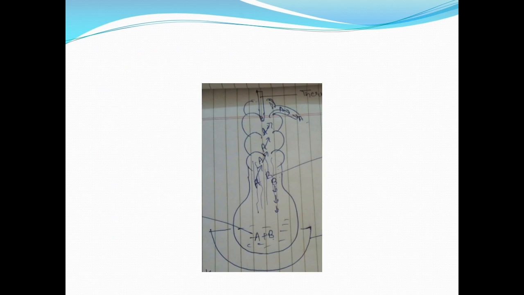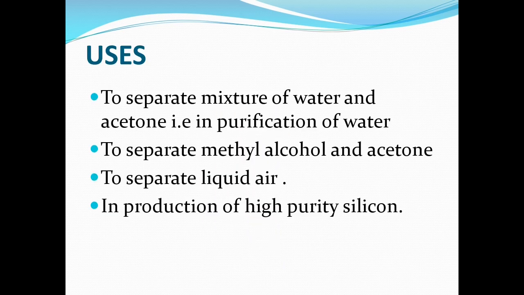There they will lose their energy and convert to the liquid state. So here is the picture I have taken, A plus B. Here, if A has a high boiling point, that will go above and lose its energy and come back again into this flask. But the component having a low boiling point will go above and pass through the water condenser, where it will lose energy and convert into liquid state and go into the receiver.